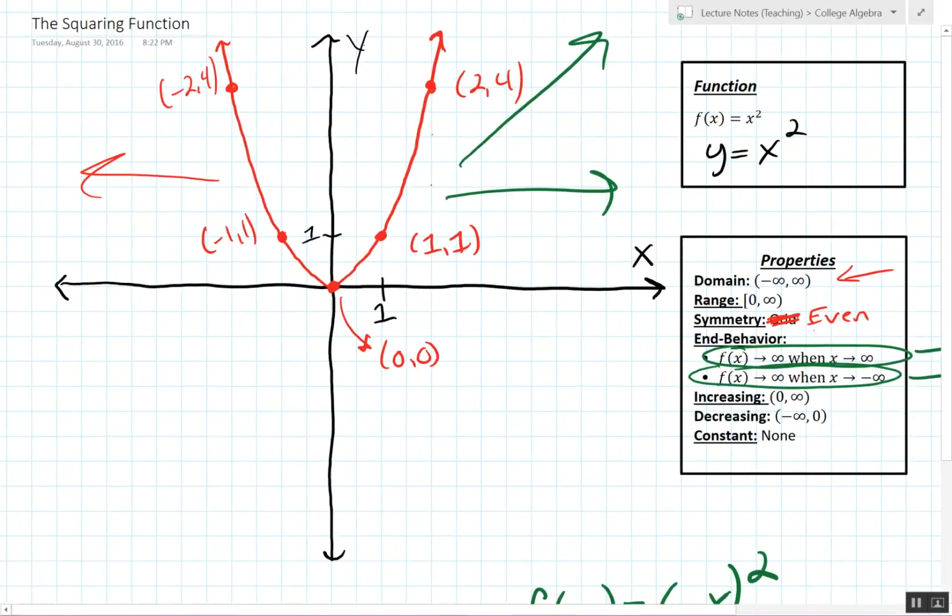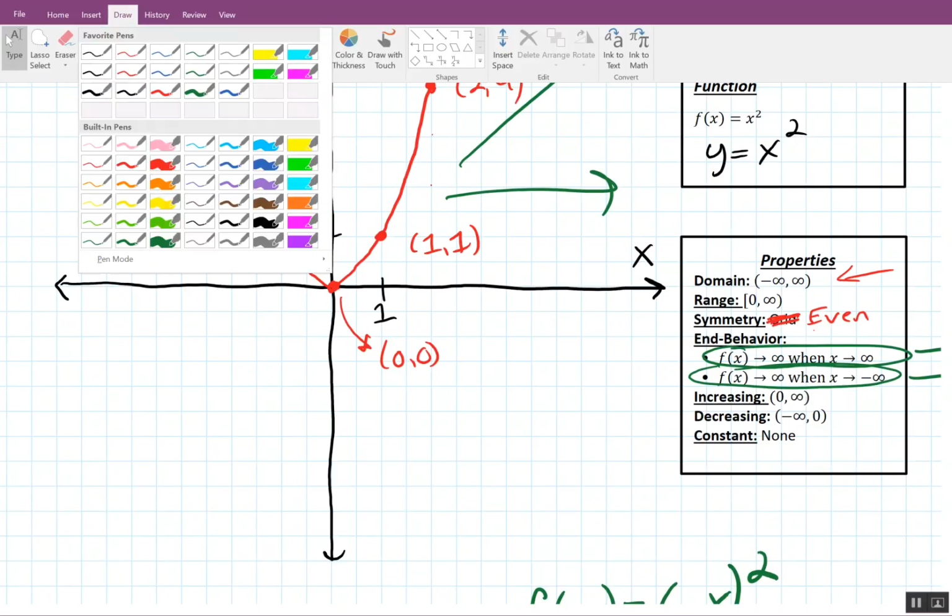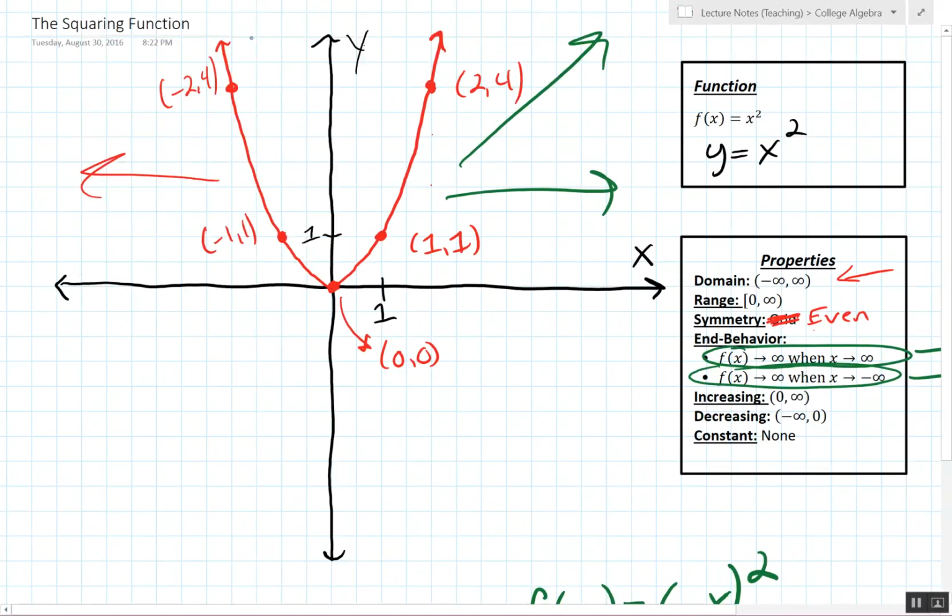Increasing and decreasing, well, again, that's just talking about our person walking on the graph. So if we start a person way up here and make them walk this way, notice they're going downhill until we get to here at 0, and then they start walking uphill. So we're increasing from 0 to infinity, and we're decreasing from negative infinity to 0. And then we are never on a level playing field, or not a level playing field, a level plateau or plane. So there's nowhere that it's constant.